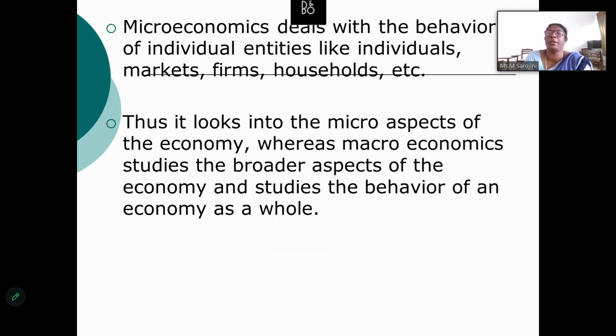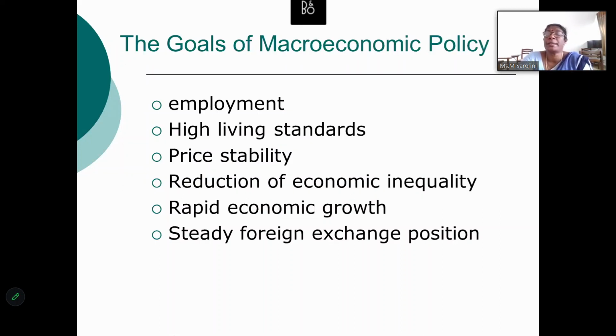Microeconomics deals with the behavior of individual entities like individuals, markets, firms, households, etc. So it looks into the micro aspect of the economy, the small portion of the economy, whereas macroeconomics studies the broad aspect of the economy and the behavior of an economy as a whole. These are the differences between microeconomics and macroeconomics. I think you are very clear now on what microeconomics and macroeconomics are, right?